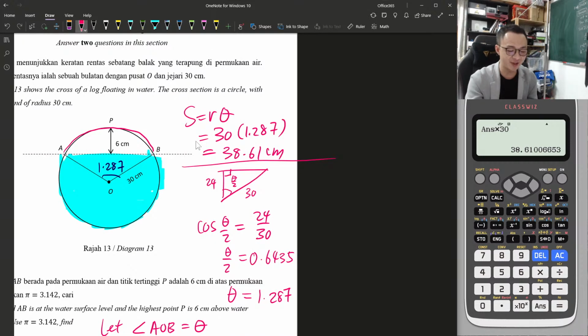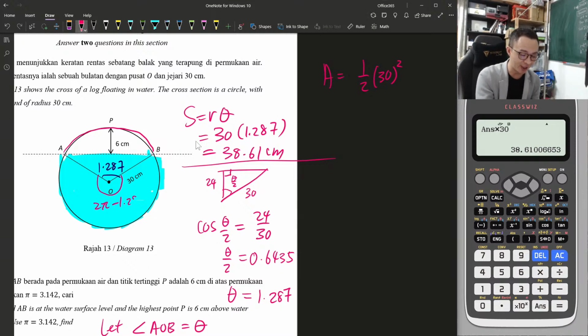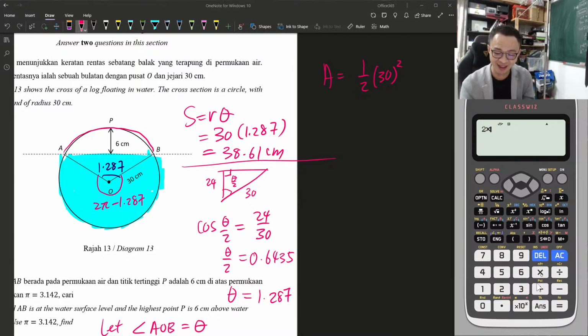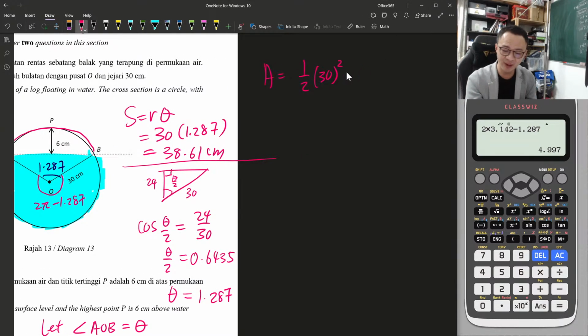Okay, we have a major sector. The area of the major sector is half r squared theta. For theta, I want to put this angle. This angle is 2 pi minus 1.287, right? Which is 360 minus it. But for pi here, they ask you to use 3.142. Then we just follow, minus 1.287. So this one will be 4.997.